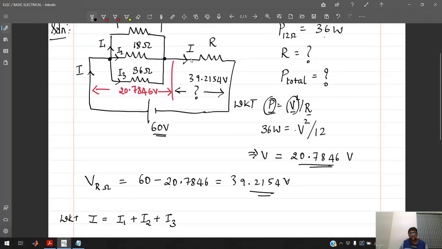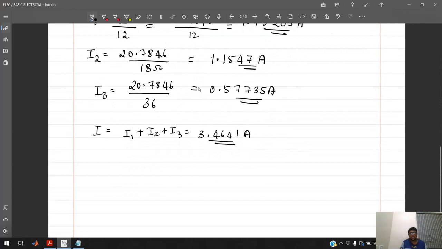The same current I is flowing through R because this parallel combination is connected in series with R. In a series combination, the current flowing through the resistors will be the same as the current flowing through this resistor R. So you know the value of the current, you know the value of the voltage across R. So easily you can calculate R. We know that V is equal to I into R.